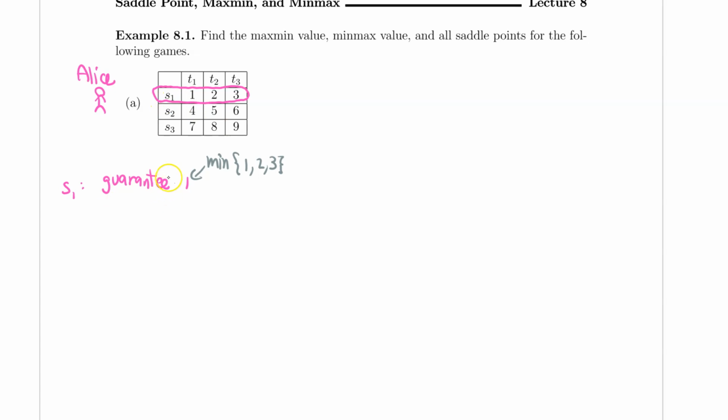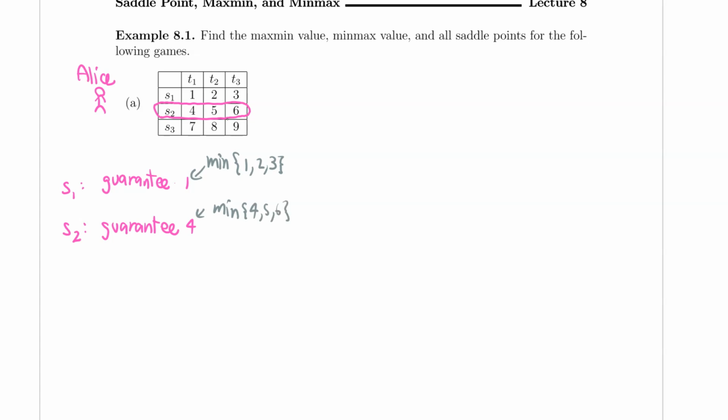Now, if she chooses S2, what about the second row? If she chooses the second row, she will either get $4, $5, or $6. So choosing S2 is going to guarantee her $4. Once again, this is the minimum of the 3 numbers, which are 4, 5, 6.